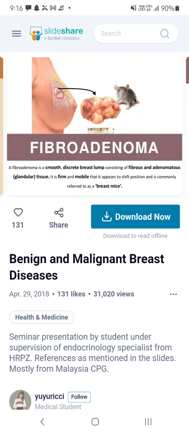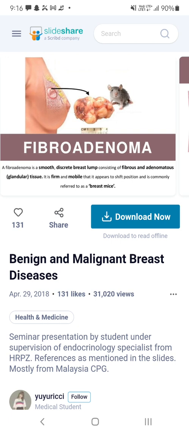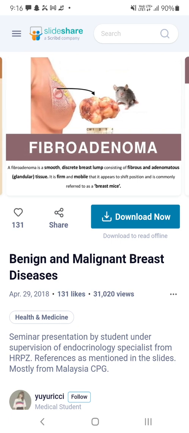So now the first thing we'll see is fibroadenoma. What is oma? I told you oma is a cancer. It is a smooth discrete breast lump consisting of fibrous and adenomatous tissue.